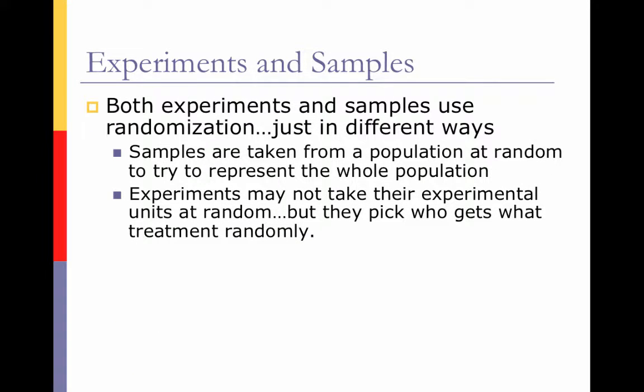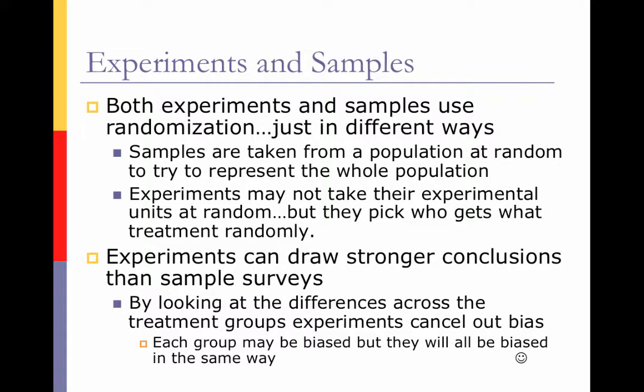This leads us to experiments and samples. Both experiments and samples use randomization, unlike observational studies. They just use it in different ways. Samples are taken from a population at random and are used to try and represent the whole population. Experiments may not take their experimental units at random, but they pick who gets what treatment randomly. Experiments can draw stronger conclusions than sample surveys, and that's because in an experiment, you're actually applying different treatments, and then you're observing what happens. So an experiment is able to go to a cause and effect relationship where a survey is not.